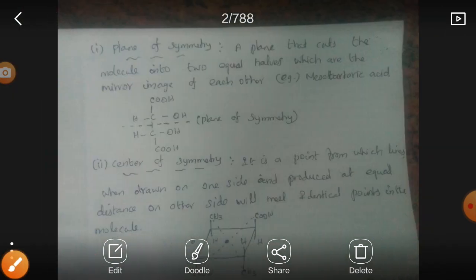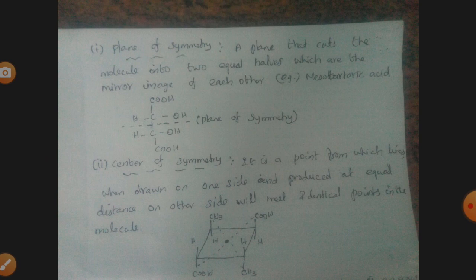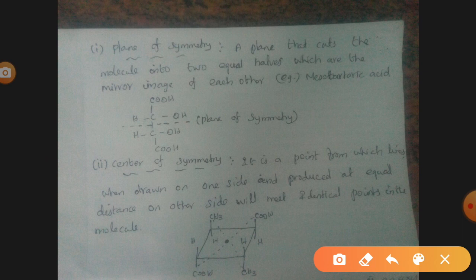First we look through the plane of symmetry. It is nothing but a plane that cuts the molecule into two equal halves. If you look at the example you can easily find out. The example is mesotartaric acid. In mesotartaric acid a plane is drawn, this dotted line. The plane cuts the molecule into two equal halves, two equal divisions. That is called a plane of symmetry.